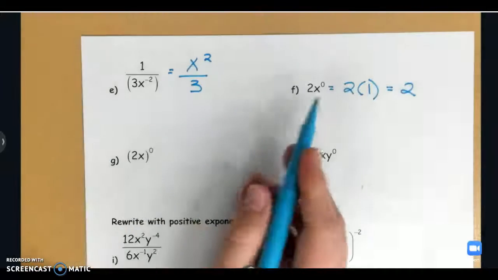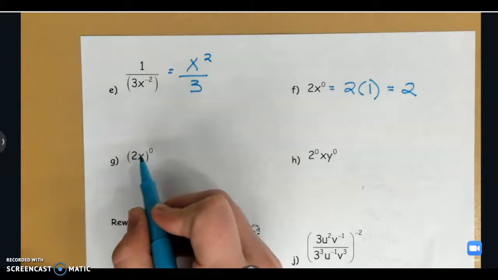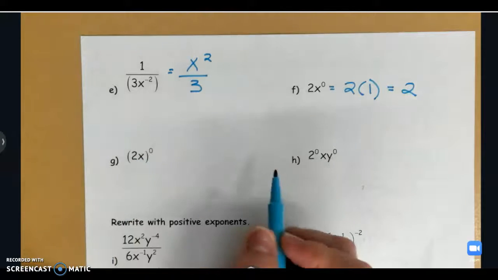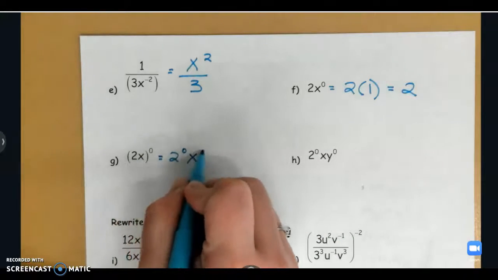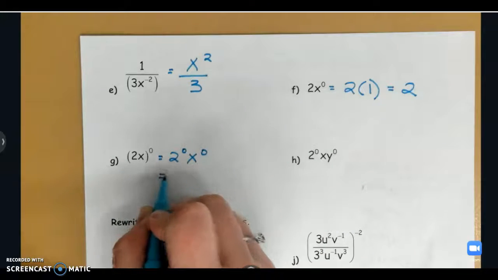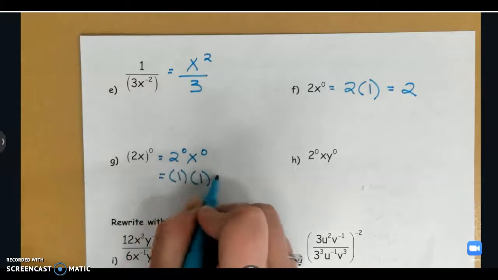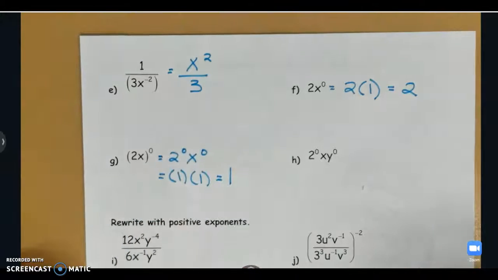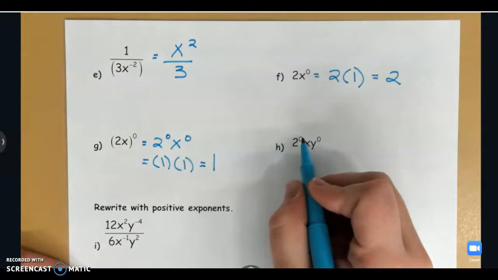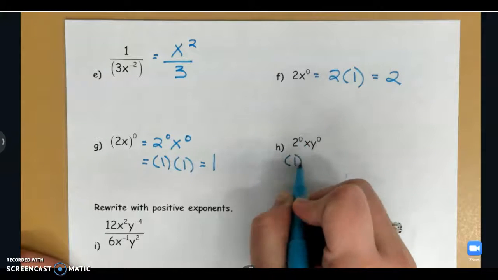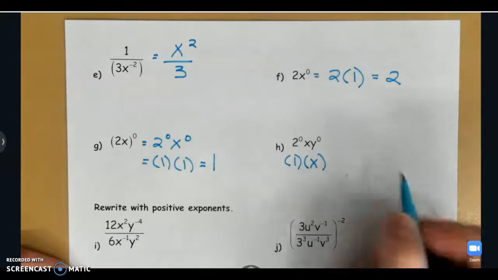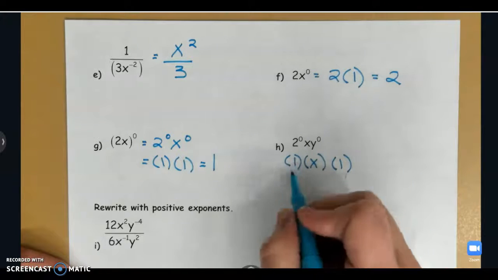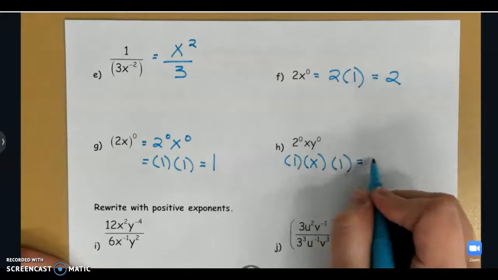Then G, this is different from F because I have this whole thing protected by a parentheses being raised to the 0 power. So I'm going to have to distribute that. So 2 to the 0, x to the 0. That's going to be 1 times 1, which is, of course, 1. Then looking at H, 2 to the 0 power, that's going to be 1. X is just itself, so that's going to stay x. And y to the 0 power is also 1. So I have 1 times x times 1, which is x.